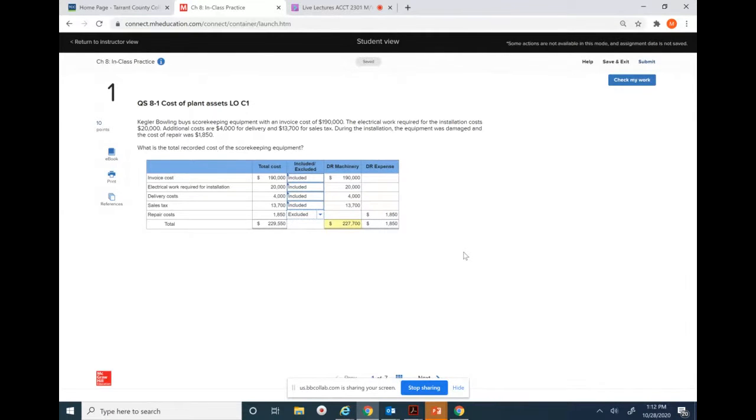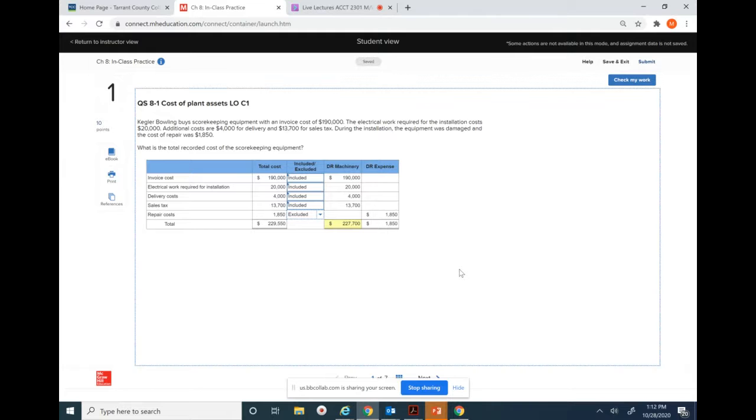So whenever we look at the costs that we just went over, we will debit machinery. You can see where my cursor is right here: $227,700, and we'll debit expense. One will go on the balance sheet. The other one will go on the income statement. The big number, the 227, will be depreciated over the useful life of the asset.